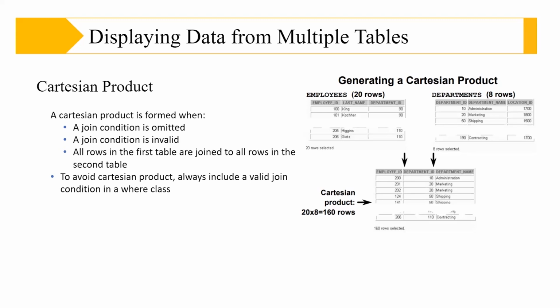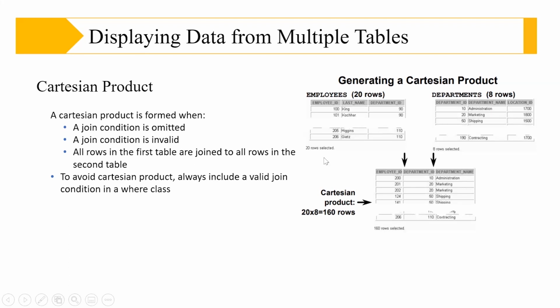So let's see the different ways of joining. First, like we said, is a Cartesian product. Now, what is a Cartesian product? It is formed when a join condition is omitted, or a join condition is invalid, or all rows in the first table are joined to all rows in the second table. To avoid a Cartesian product, always include a valid join condition in a WHERE clause.